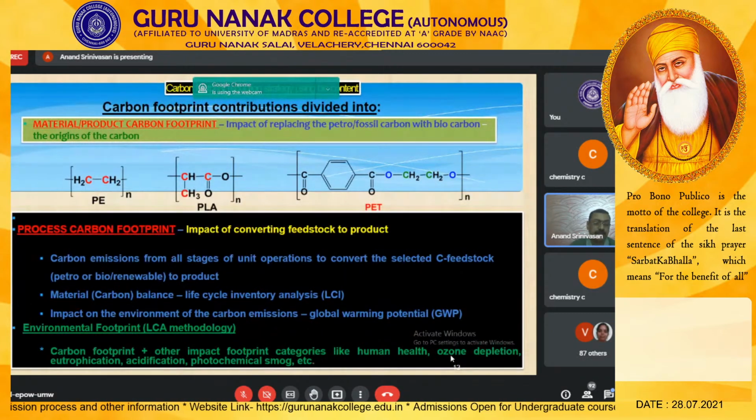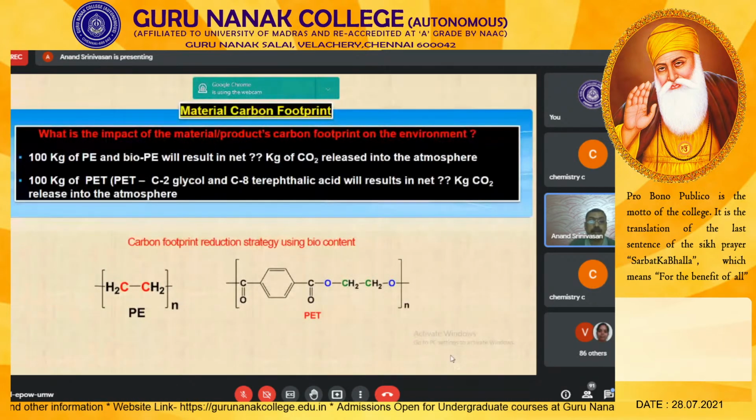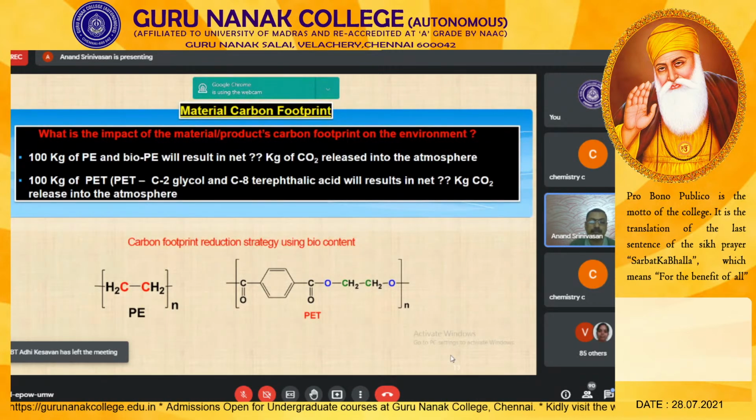Similarly, as I told you, besides carbon footprint, you must have an idea about the environmental footprint, which is about your human health, ozone depletion, eutrophication, acidification, and photochemical smog. So these are the two things that are very much important whenever you are making any product for any particular application, which includes material carbon footprint and process carbon footprint as well. Okay, so when you look at the material carbon footprint, what is the impact of the material or product's carbon footprint on the environment?